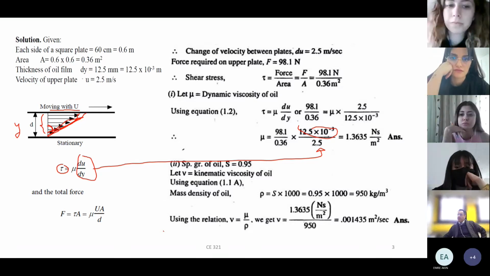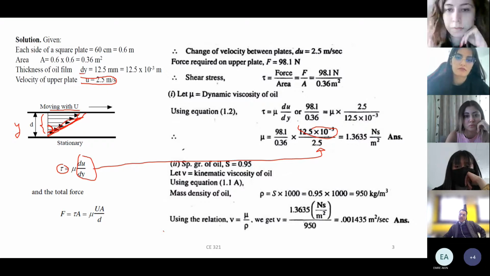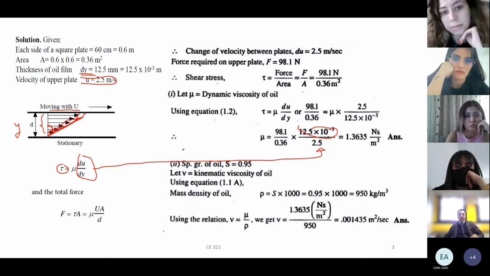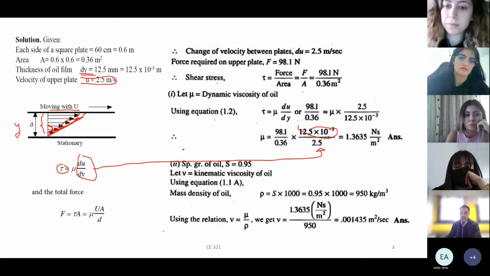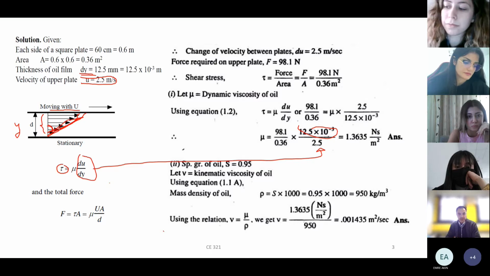Here is u. We have u and dy. The question we summarize as dy, but in general it could be considered y, not dy, the thickness. The important note that I want to emphasize: when the velocity profile is linear, instead of du over dy, you can use u over y, because du over dy exactly equals u over y.